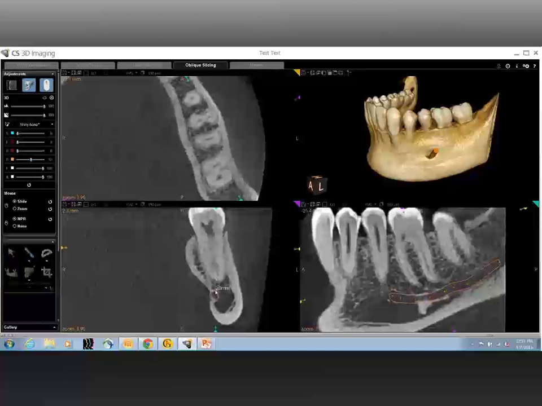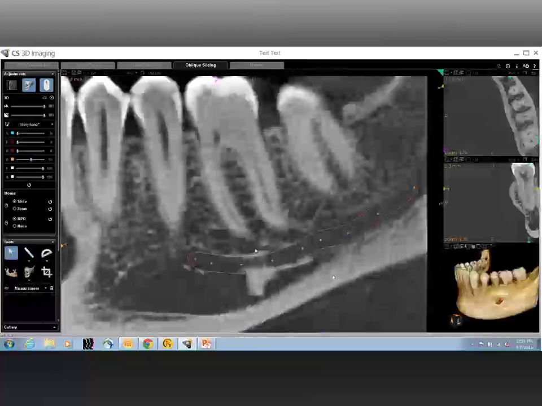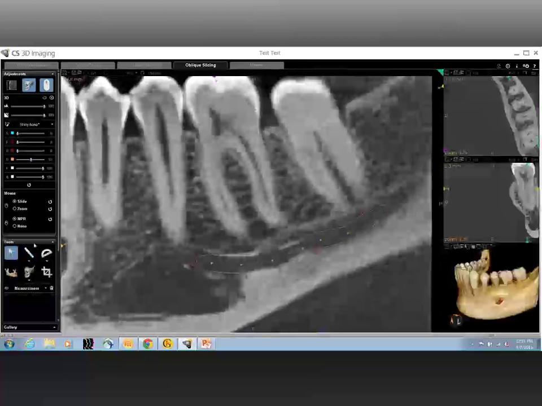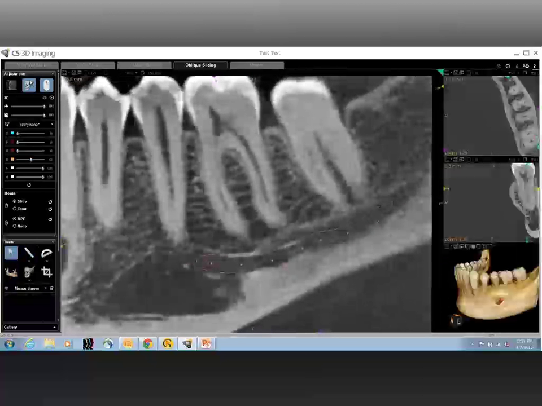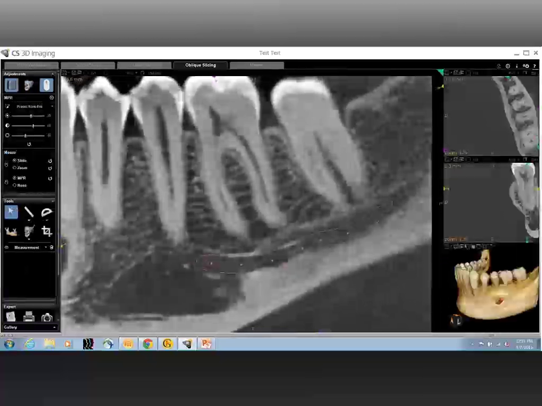At the apex of the teeth, it is also important to identify the relationship of the apex of the teeth in terms of canal. What do I mean by that? I would be trying to assess how far or how close I am in relation to the apex of the tooth and the inferior nerve canal, because that space is important while doing surgical procedures.